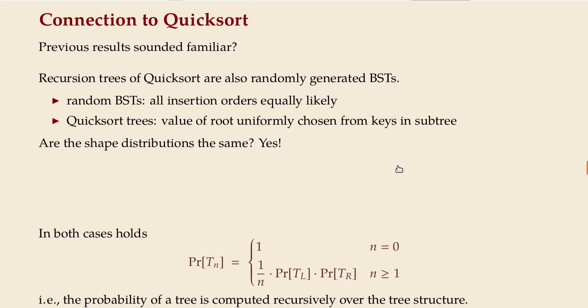The point is that there's a close connection to Quicksort, for which we studied the depth already. So I mentioned that before, but didn't go into further detail. So for one thing, we have the random BSTs, where we say all insertion orders are equally likely. And then we had the Quicksort recursion trees, which are also random trees because we considered randomized Quicksort, where we pick these pivot values uniformly. So that means in terms of the tree, the root is chosen uniformly from all keys in the subtree. And in fact, these two distributions of tree shapes are the same.